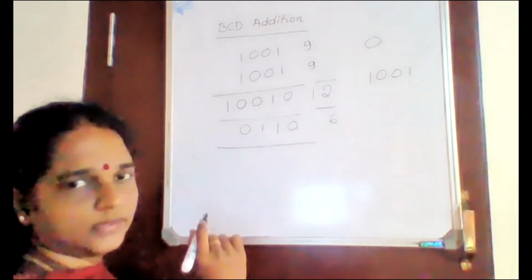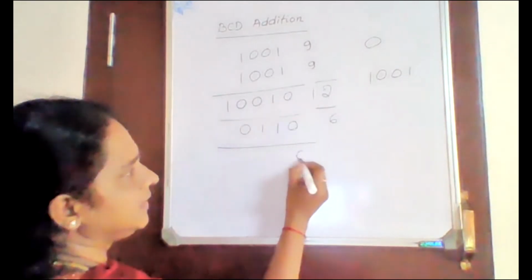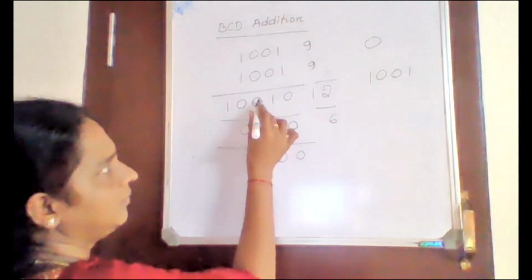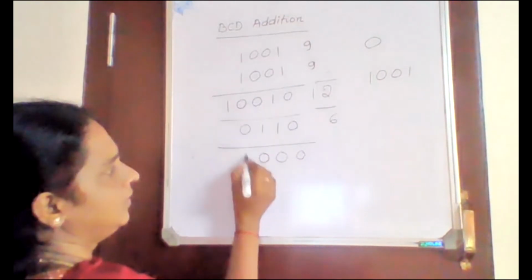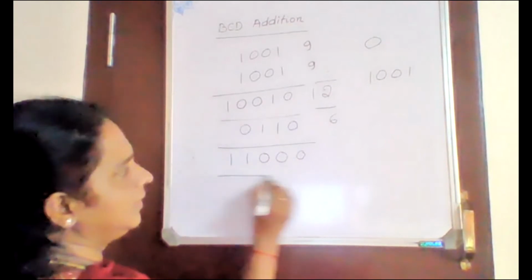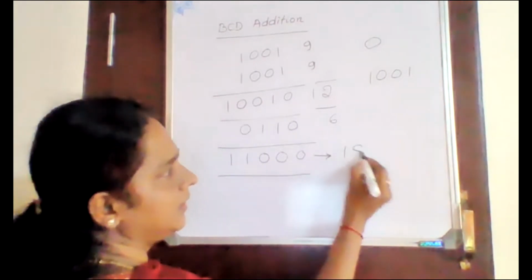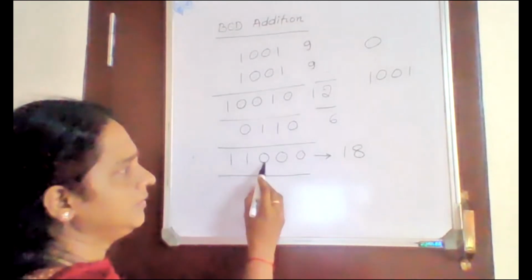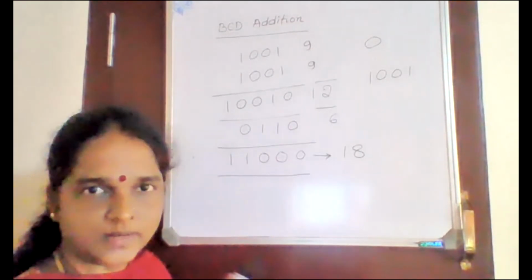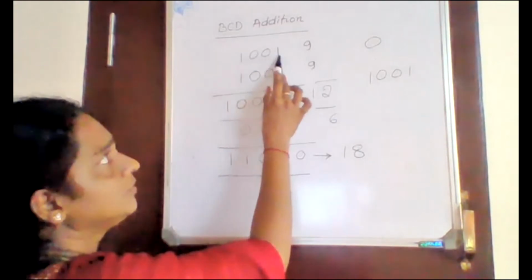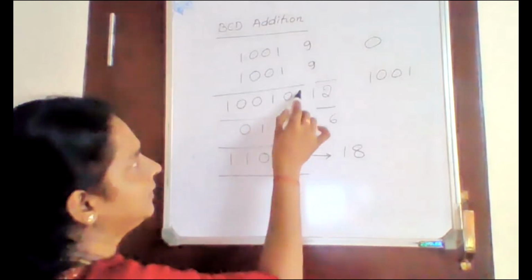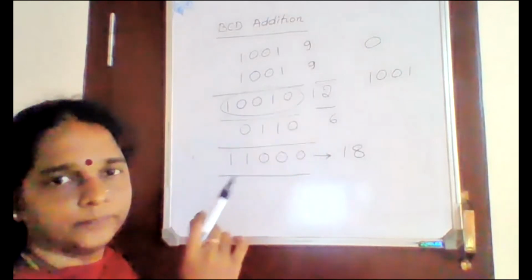This is actually 12. Here we are getting it as 12. So this is 0. 1 plus 1 is 0. 1 is the carry. Again, 1 plus 1 is 0. This is 1 and 1. Now this is nothing but 18 in decimal. So 1, 1, 0, 0 is the sum of 1001, 1001. If you keep it like this, it will be wrong.